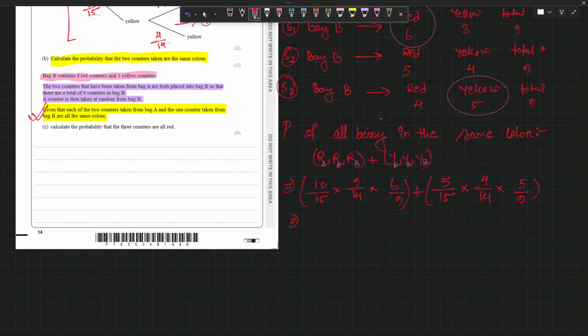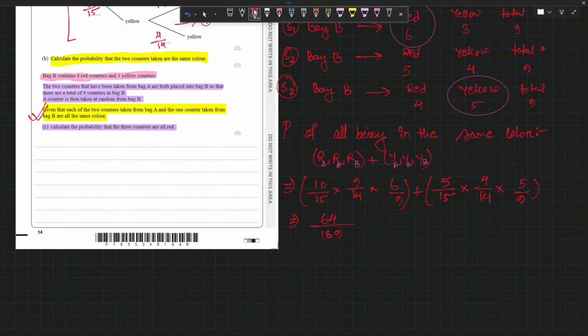So my probability of all of them being the same color, let's find out with our calculator. 10 by 15 times 9 by 14 times 6 by 9 plus 5 by 15 times 4 by 14 times 5 by 9. We get 64 by 189. Now, many of us might jump to the conclusion that we have found our answer, but that is not the case, because we still haven't read this part here. The main boss: calculate the probability that the 3 counters are all red.